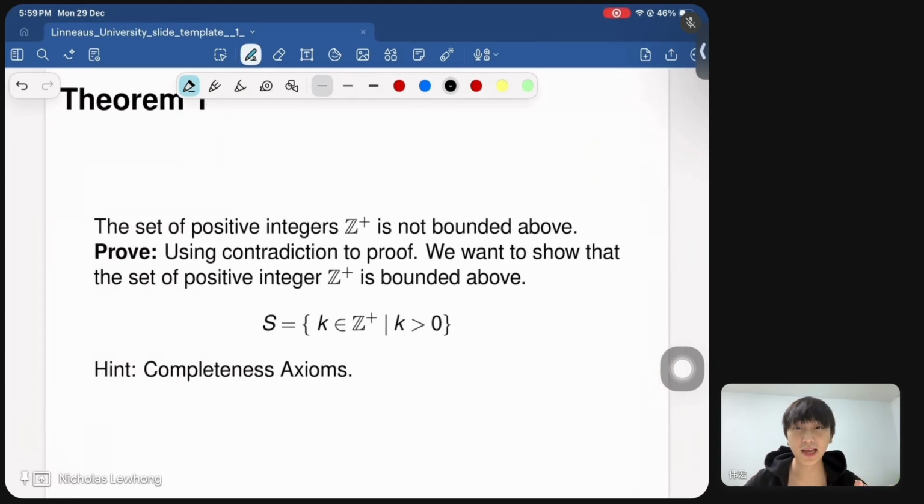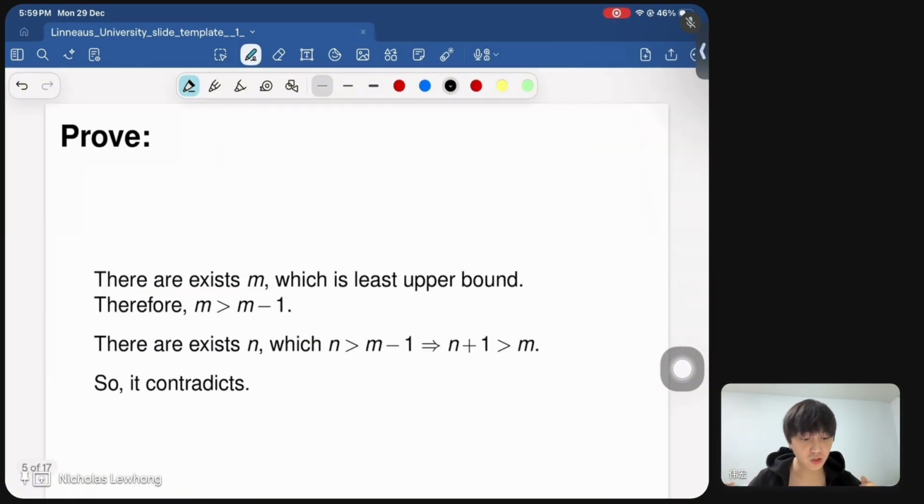So we will have a set S, where S is the positive integers, and here I have a hint: the completeness axiom. The completeness axiom tells us that if set S is not empty and is bounded above, then there will exist an M, which is the upper bound. In this case, S is not empty and it's bounded above, so we can use the completeness axiom. So there will exist an M, which is the least upper bound.